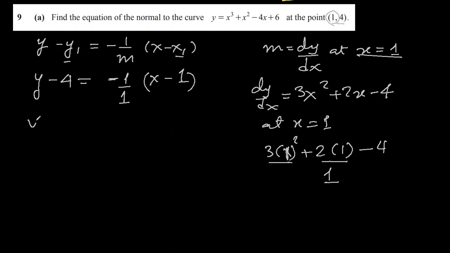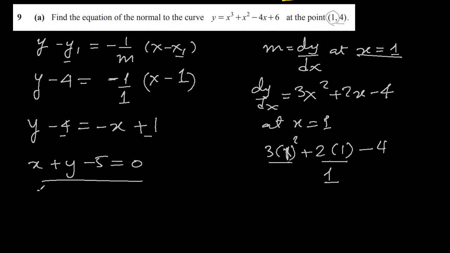So what is the equation of the normal? y minus 4 equal to minus (x minus 1). And if we put everything to the left side, it becomes x plus y minus 4 minus 1, minus 5. This is the equation of the normal.